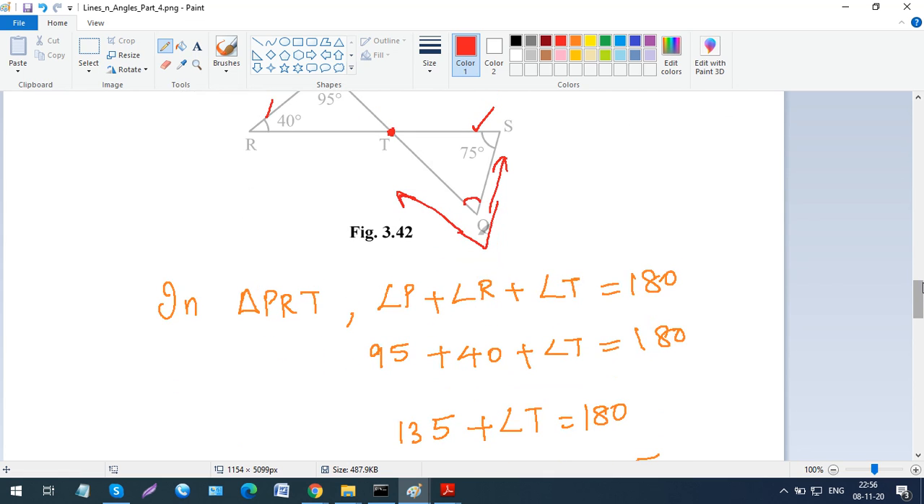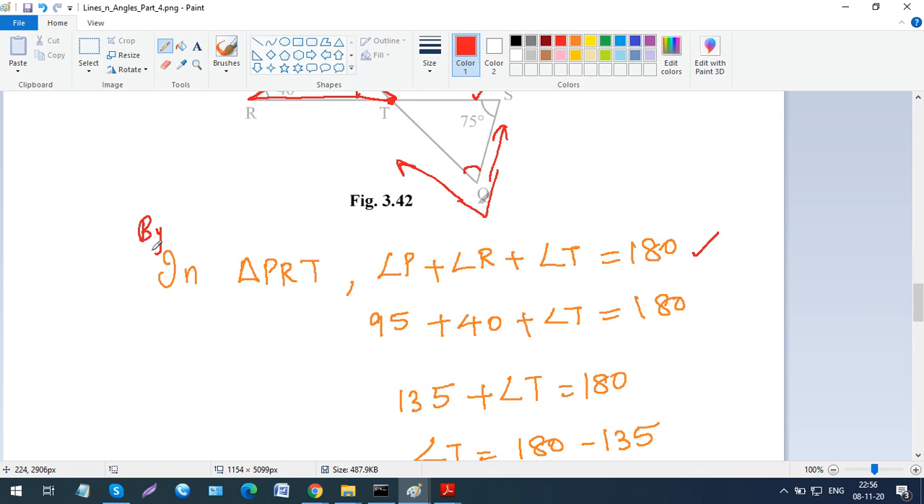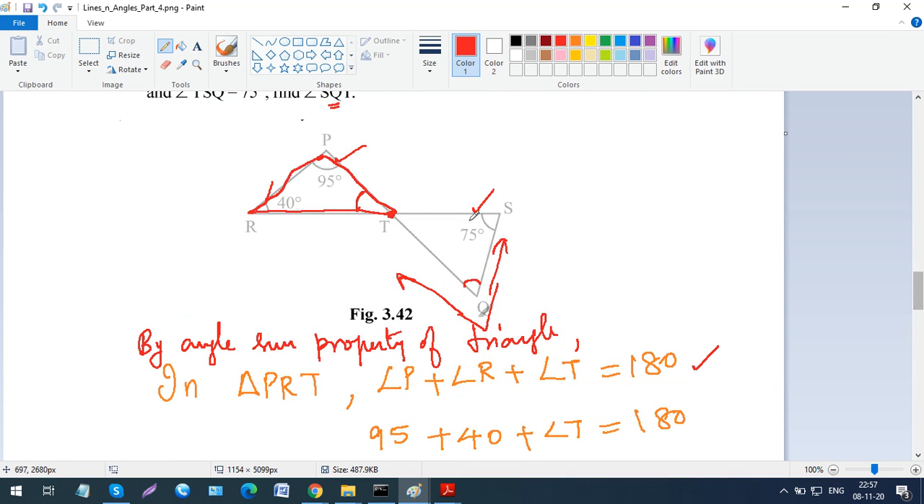Now we are going to find out what SQT is. So let's use what we know. First let's find angle T. Let's look at triangle PRT, the first triangle over here. Two angles are known to us, 95 and 40, only angle T is missing. So we can use the angle sum property: P plus R plus T adds up to 180. So by the angle sum property of a triangle, 95 plus 40 plus angle T equals 180, or 135 plus angle T equals 180, and angle T equals 180 minus 135, which is 45 degrees. So this gives you a 45 degree angle T.